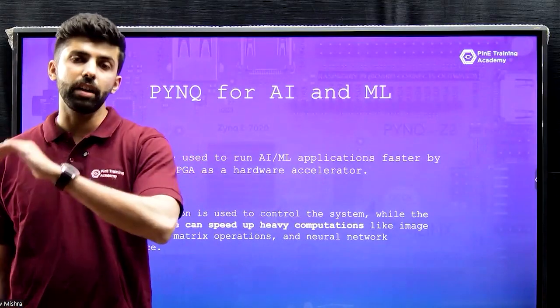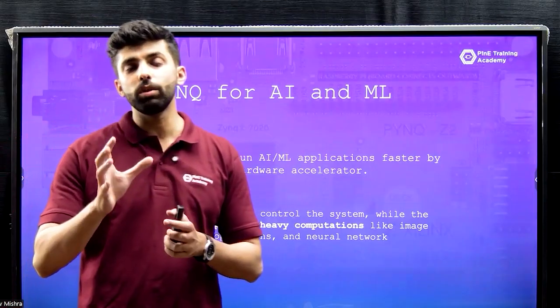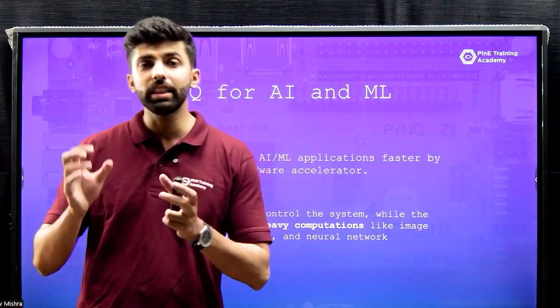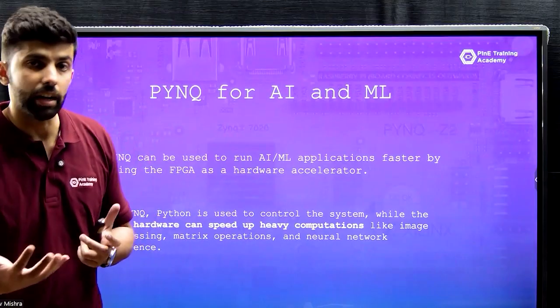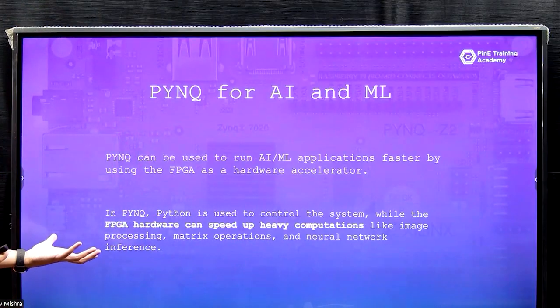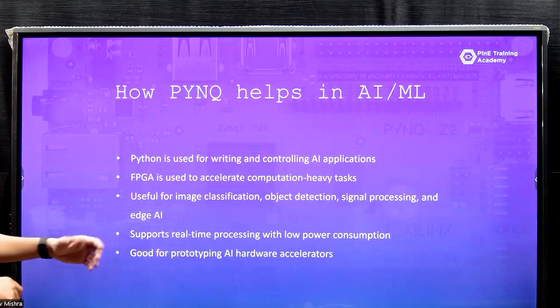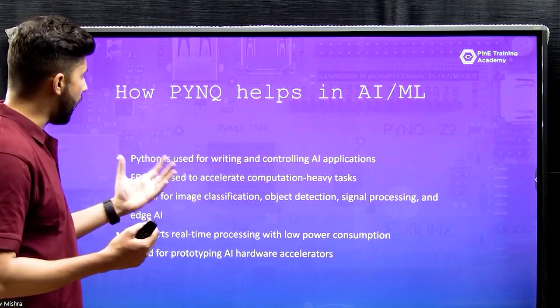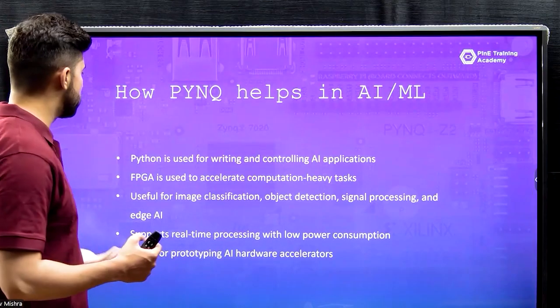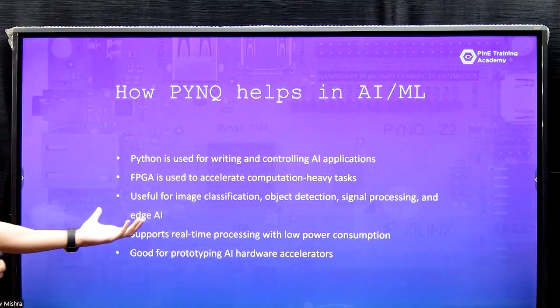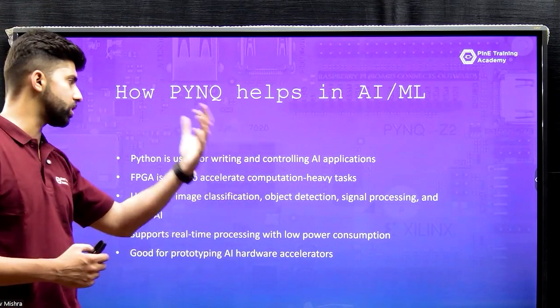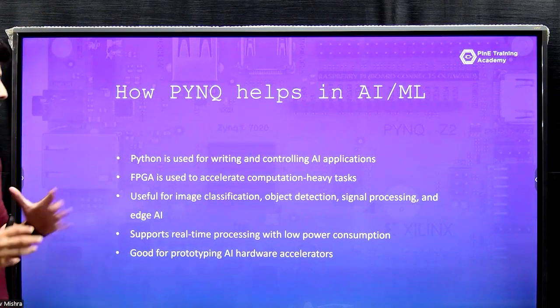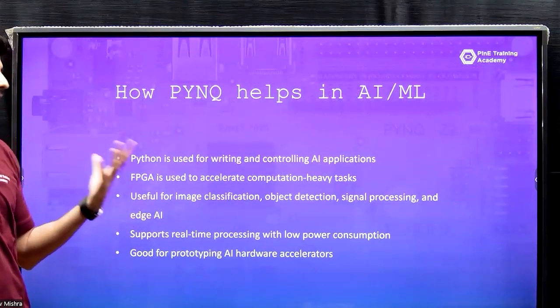Now Python can run the code and the FPGA can do the heavy lifting. So all the heavy computations can be done with the help of the FPGA, right? You can see that Python can be used to write and control the AI applications, and the FPGA can be used for object detection and signal processing. So this can also be used for AI and ML.